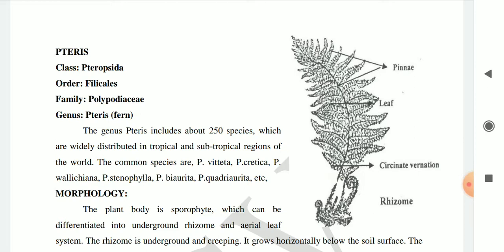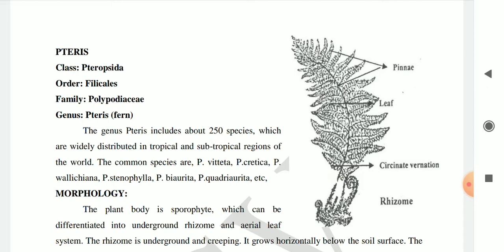In the previous classes of your syllabus in Unit 2, you studied the different classes of the pteridophytes: Lycopodium, Selaginella, Marsilea, Equisetum. All these you have studied in the previous classes. Now we continue with another class of the pteridophytes, that is Pteris.